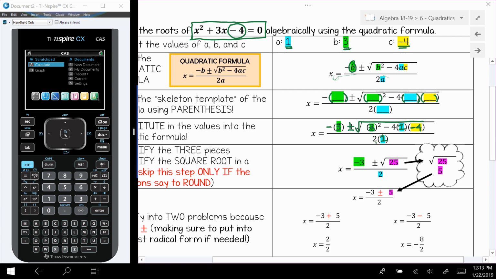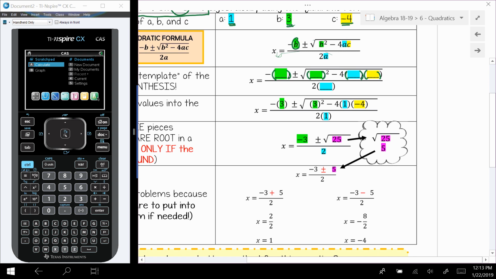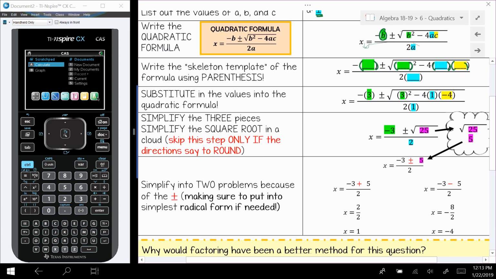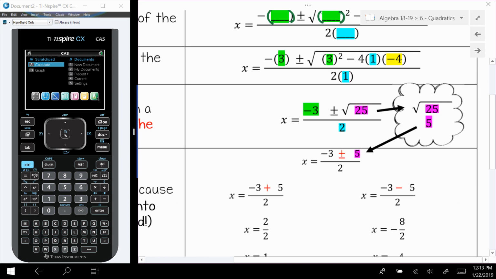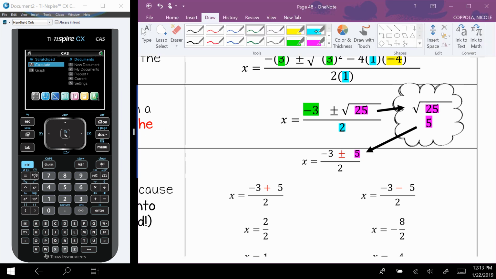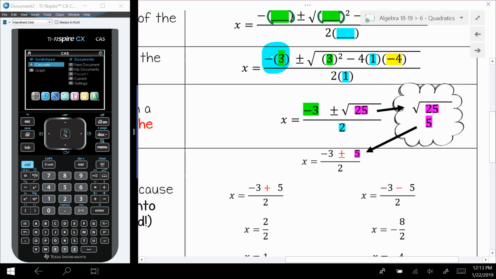All right, so that was really fun. We subbed in our values into this little skeleton template, and everyone is having so much fun that they now want to know what they're going to do on step 5 and 6. So right now we're going to simplify the 3 pieces, and what the 3 pieces of the quadratic formula are: that negative b part, the stuff underneath the radical, which is called the radicand, and that denominator of that fraction.